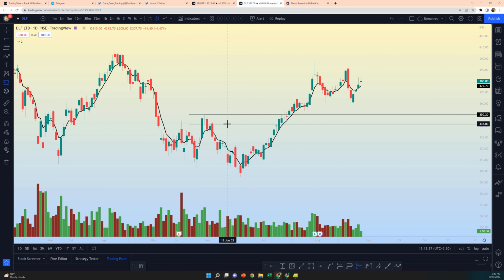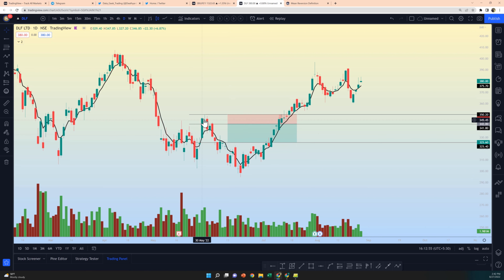So for example, we take a short entry here, and you keep that day's high as your stop loss, and then you should at least try to do a 1:2, and then you can trail. If suddenly, let's say, the stock resumes on a downtrend, then you can generate a lot of profits, but at the minimum you should try to do a 1:2.